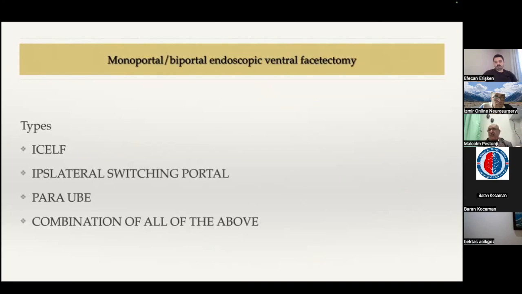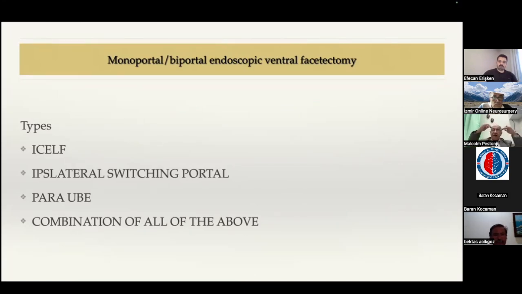Now, let us talk of monoportal and biportal endoscopic ventral facetectomy. What are the types of ventral facetectomy? What do you mean by ventral facetectomy? This is the facet. I want to cut the facet from here, not from above, from below. So the types are interlaminar contralateral endoscopic laminoforaminotomy, where I go across the dura into the opposite foramen, cut the superior articular process over there, and open up the space for the nerve root.